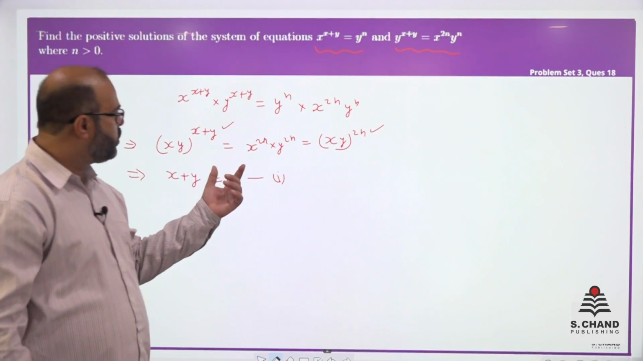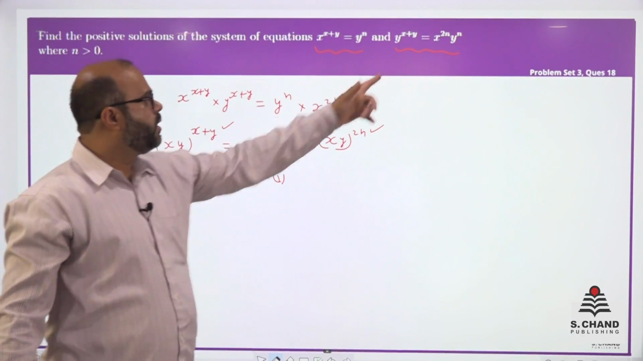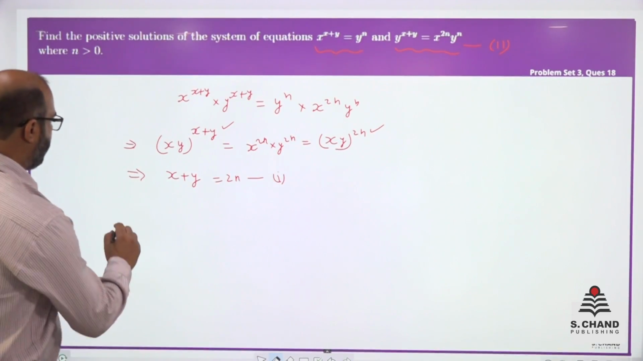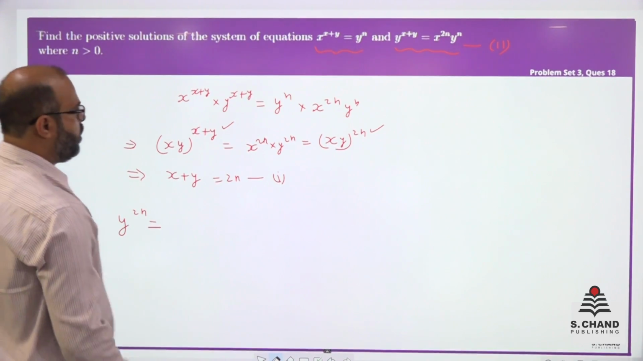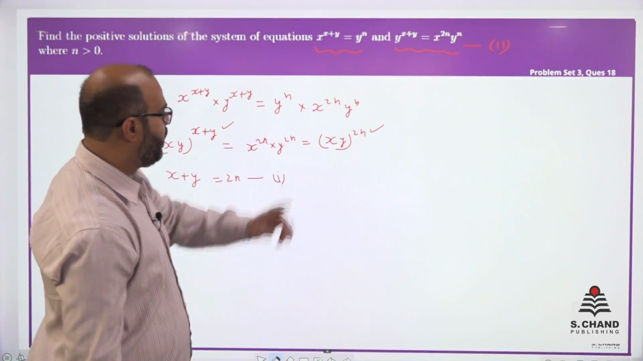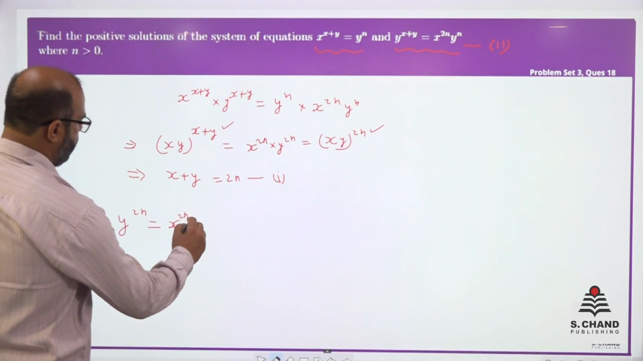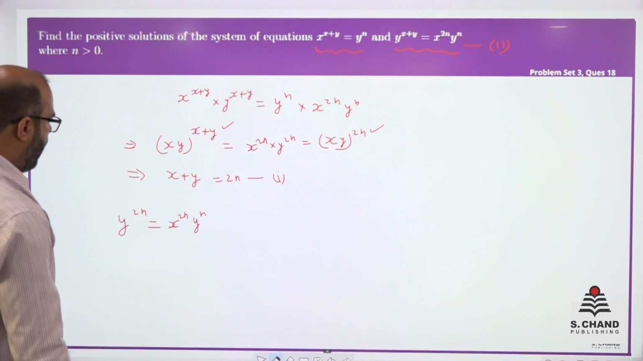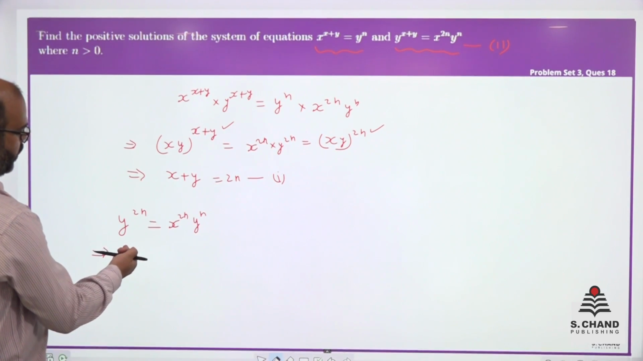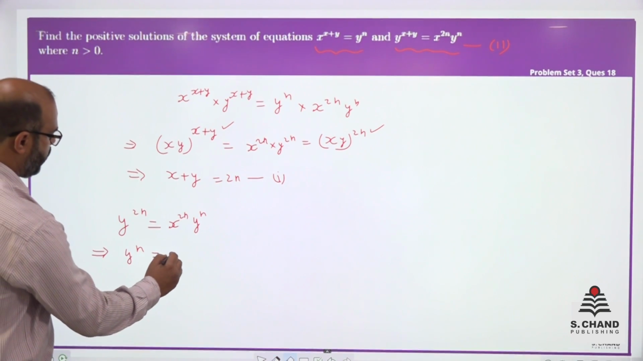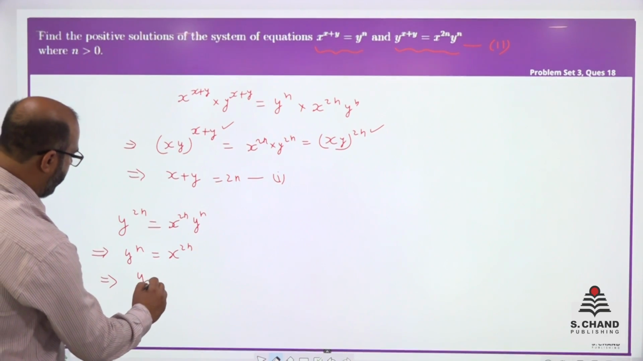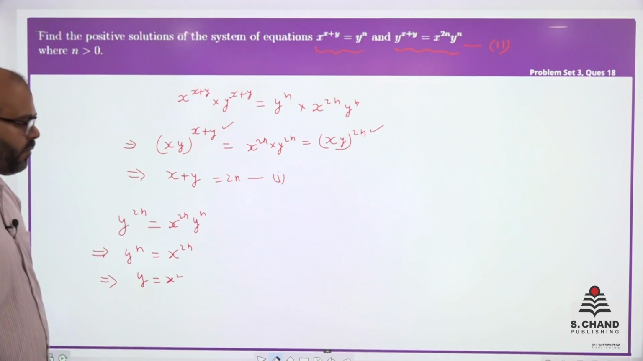Now, let us use this one in any one of them. Let us use it in the second equation. So, y to the power x plus y is y to the power 2n, and x to the power 2n into y to the power n. So, y to the power n, let us leave as it is, and from here we can say y to the power n in the denominator. So, it will become finally y to the power n is equal to x to the power 2n. So, y is equal to x square if we remove the index n from both the sides.